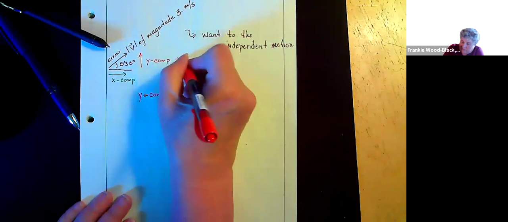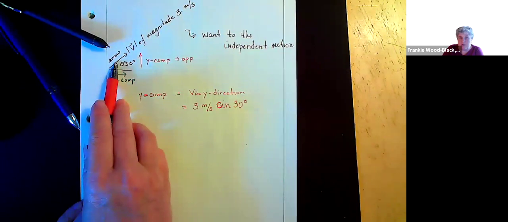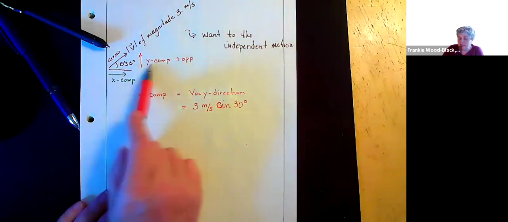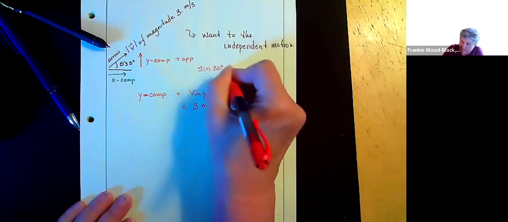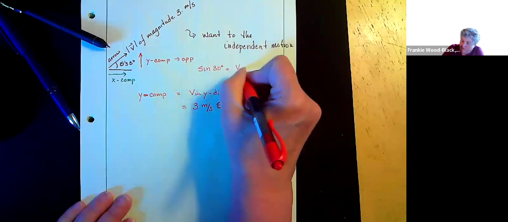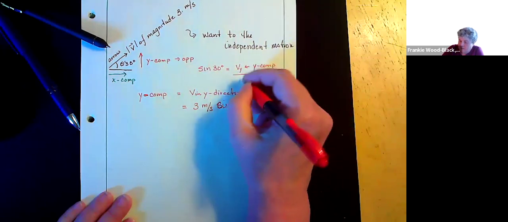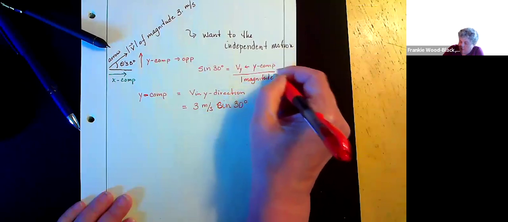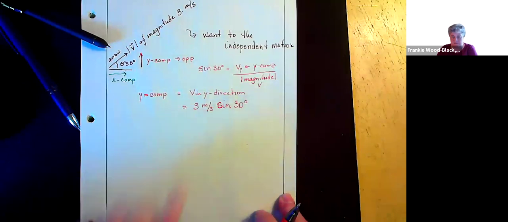Because this is the opposite side, opposite over my hypotenuse. My hypotenuse is 3. That is going to give me my angle. So my sine of my 30 degrees is going to equal the y component of velocity divided by the overall magnitude of the velocity. So I can actually get its y component.